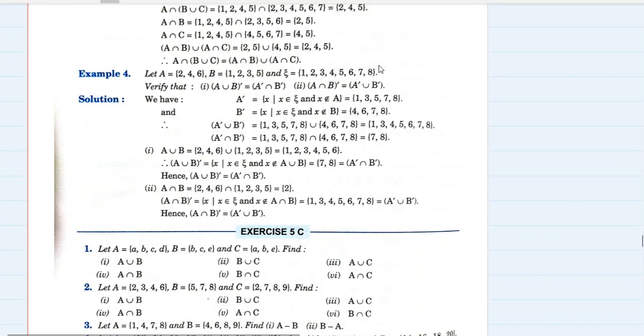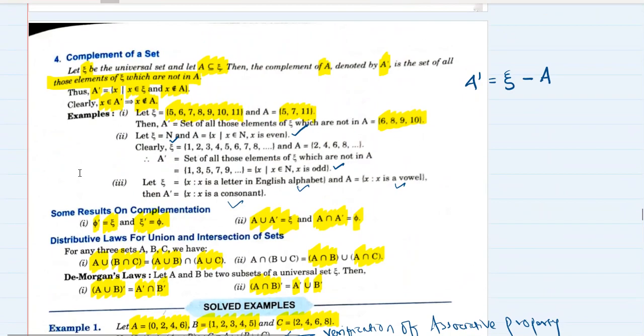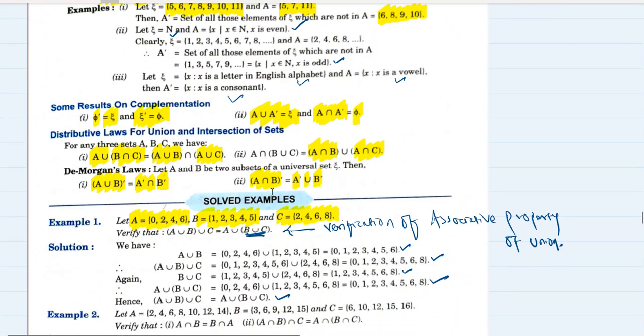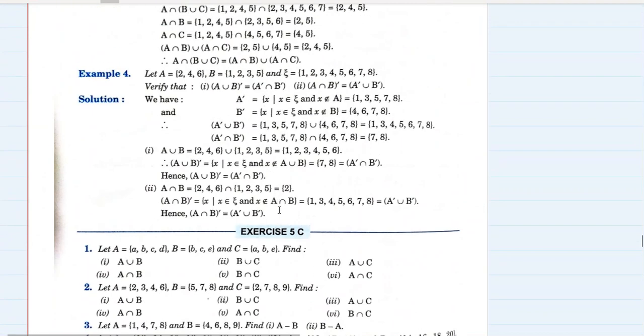We have set A, set B, and the universal set, and here they have verified De Morgan's law. De Morgan's law is these last two laws. They have verified it with the help of LHS and RHS. So basically, A is 2, 4, 6 and the universal set is 1, 2, 3, 4, 5, 6, 7, 8. So A dash will be 1, 3, 5, 7, 8. B dash similarly will be 4, 6, 7, 8. So the union of A dash and B dash is this, and A dash intersection B dash is this.